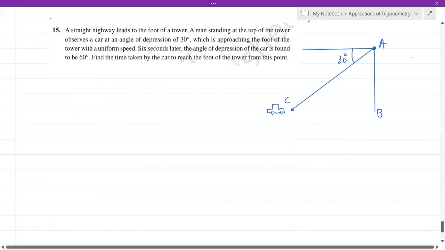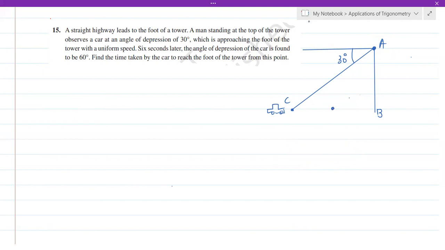Okay. Now, say after some time, that is 6 seconds, let's say the car is at C dash. Let's take this point as C dash. Now the car is at C dash.